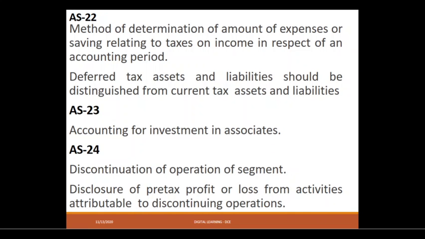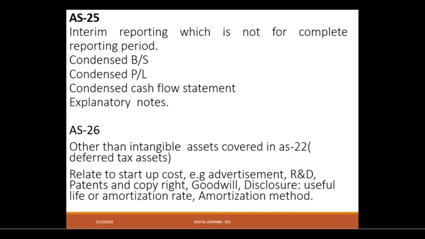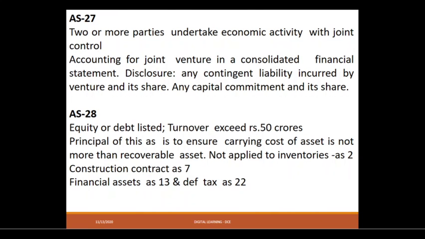Accounting Standard 22 is the method of determination of the amount of expenses or saving relating to taxes on income in respect of an accounting period. Accounting Standard 23 is for investment in associates. Accounting Standard 24 is discontinuing operations. Disclosure of pre-tax profit or loss from activities attributable to discontinuing operations. Accounting Standard 25 is interim financial reporting. Accounting Standard 26 is for intangible assets. Accounting Standard 27 is financial reporting of interests in joint ventures.